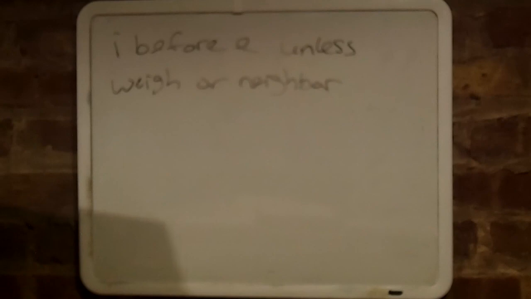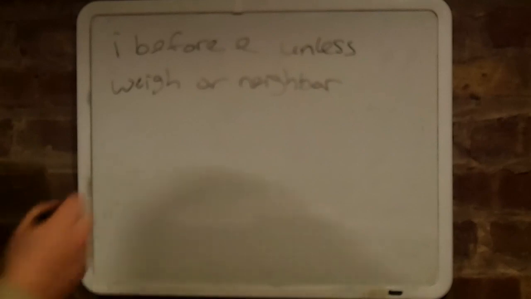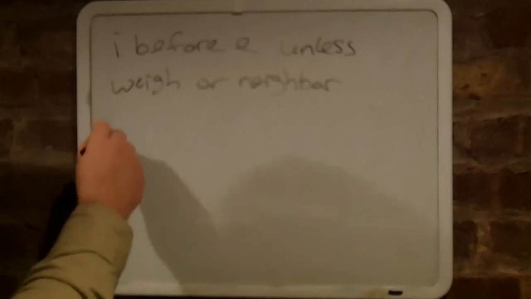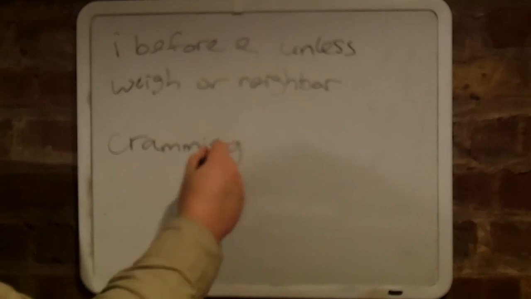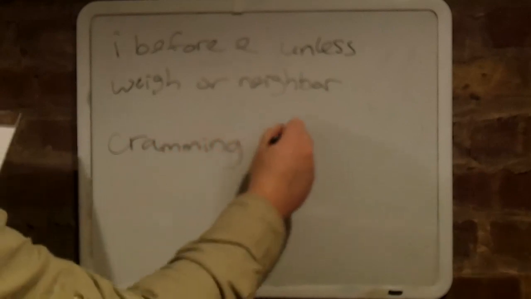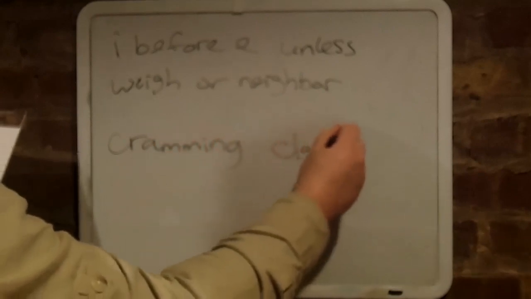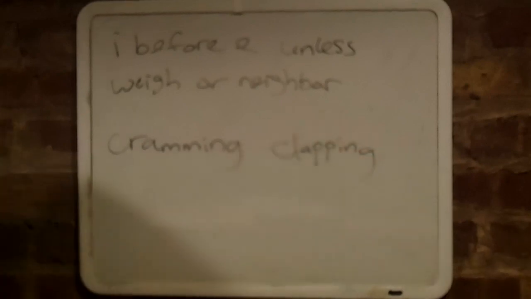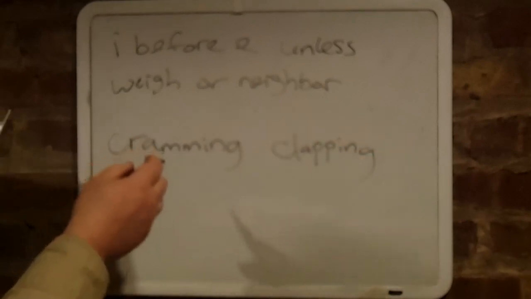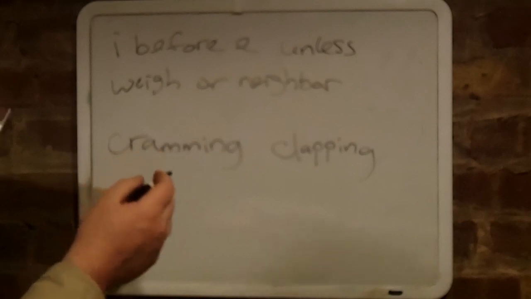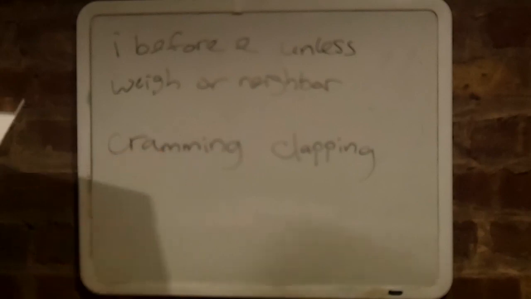And the other main useful spelling rule is that a double consonant makes a vowel short. So you can see this in words like cramming, clapping. So if you see any word where you have either a double M, a double P, double L, double G, that usually indicates a short vowel.